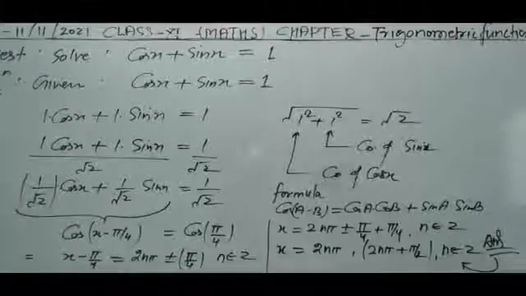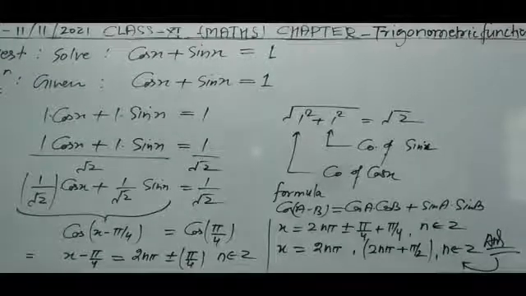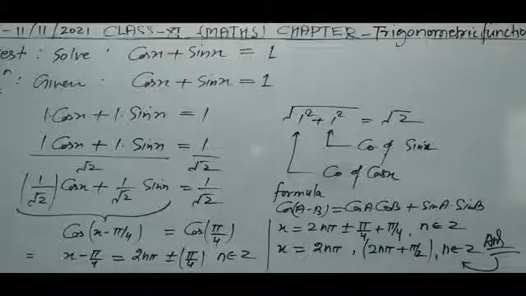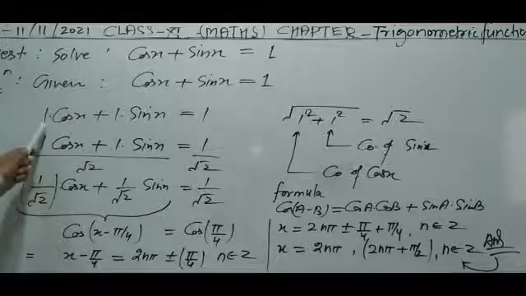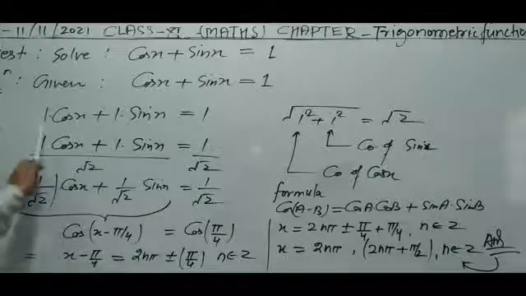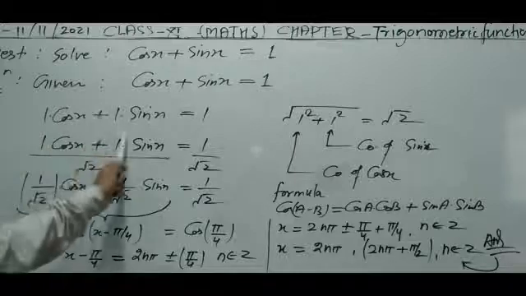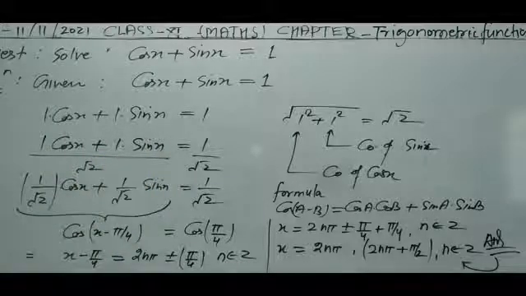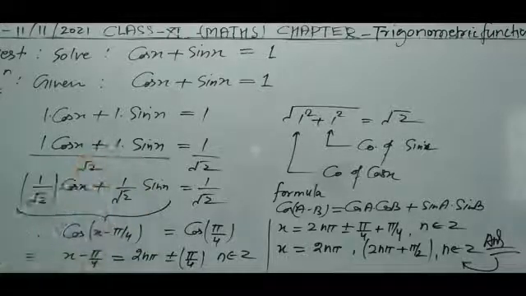Now again I am explaining. cos x plus sin x is equal to 1, this is given, and it can be written as 1 into cos x plus 1 into sin x. This is the coefficient of cos x, this is the coefficient of sin x. So which number do we have to divide on both sides of this equation? We have to take the square of the coefficient of cos x and the square of the coefficient of sin x, and take their square root. So the result will be root 2. Divide by root 2 on both sides of this equation.